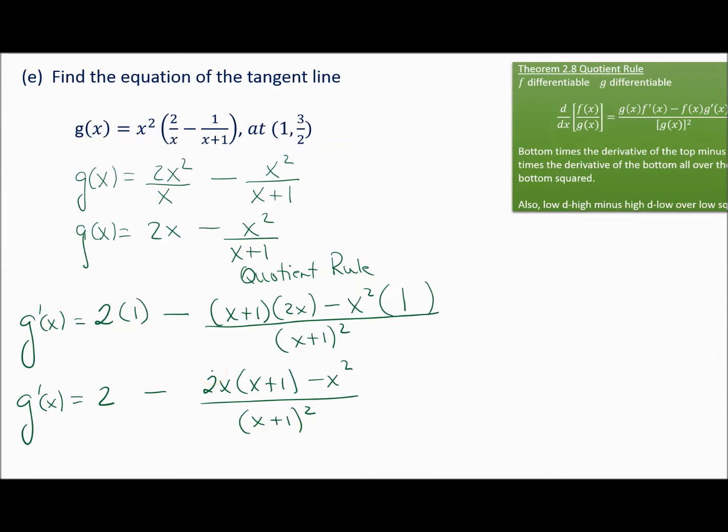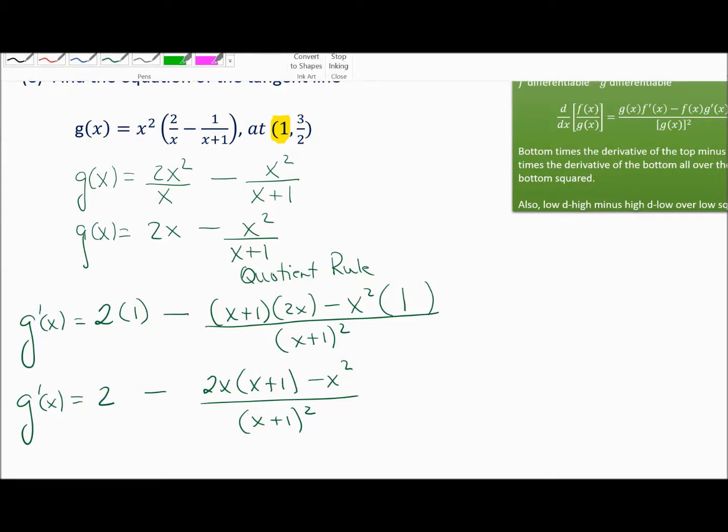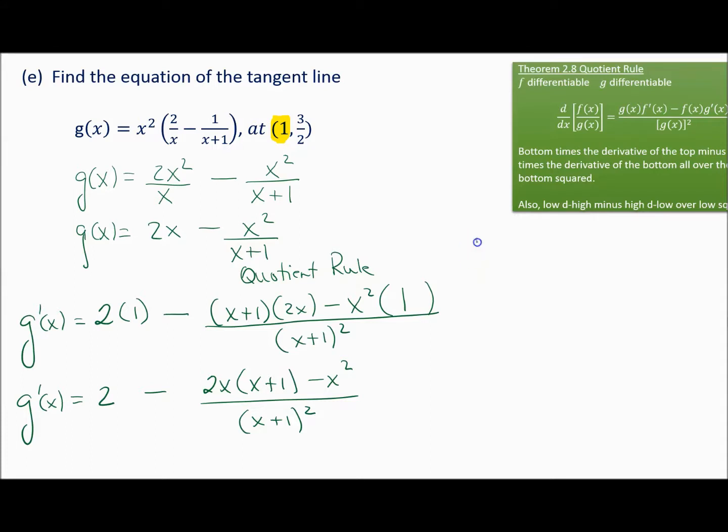But y'all, I'm supposed to just substitute this 1 into my problem. So instead, I'm just going to do that now so I don't accidentally make some silly mistake and then get it wrong. Let's go ahead and plug the 1 in, and I'll do that in blue. So g prime of 1 is going to be 2 minus 2 times 1 times 1 plus 1 minus 1 squared, all divided by 1 plus 1 squared.